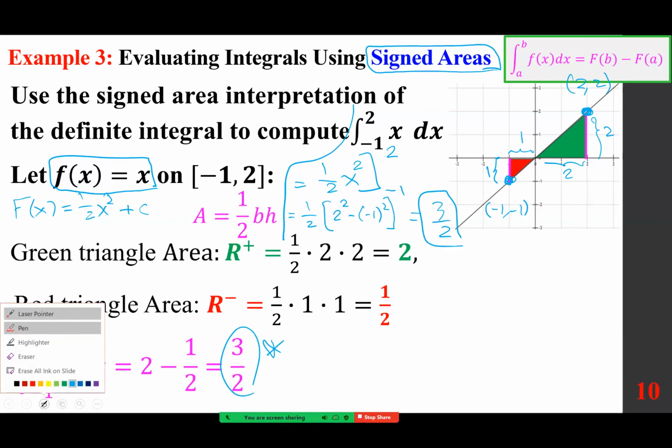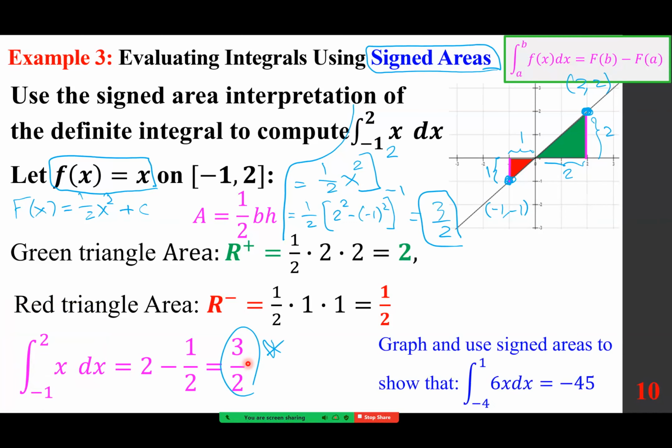Always. Again, what's the difference? This will always work. This may be a shape that we don't know the formula for as to how to find the area. What I'd like you to do, I want you to graph and use signed areas to show this at home. The integral of -4 to 1/6 of x dx is -45. So do exactly like I did. Graph this function and evaluate it just like that. This is a wonderful practice for you. Please do that. And I'm giving you the answer.